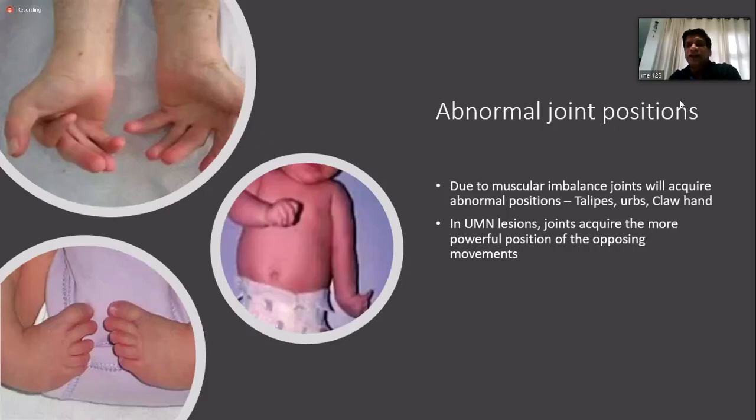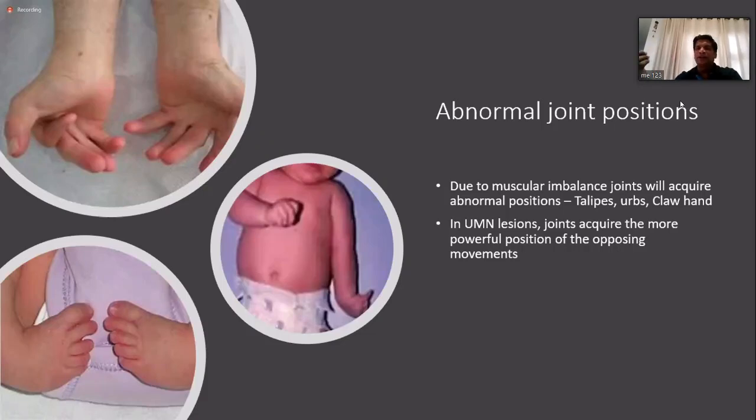Once you lose the upper motor control, if you get a stroke and the part of the brain that controls the upper limb is damaged, or say you got a spinal cord injury and the spinal cord is cut so there's no control from the upper brain to the upper limbs, then what happens? The control from the brain will be lost. Now the joint will acquire the position of the strongest muscle group, right?